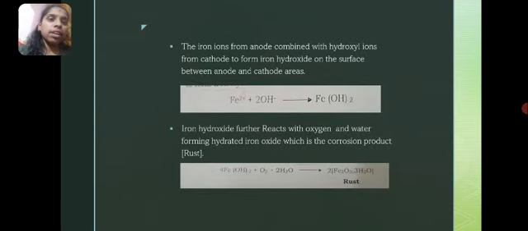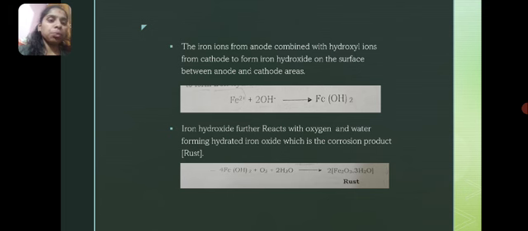Next, the iron ions from the anode combine with hydroxyl ions from the cathode to form iron hydroxide on the surface between the anode and cathode areas: Fe2+ plus 2OH- gives Fe(OH)2. Iron hydroxide further reacts with oxygen and water, forming hydrated iron oxide, which is the corrosion product rust.